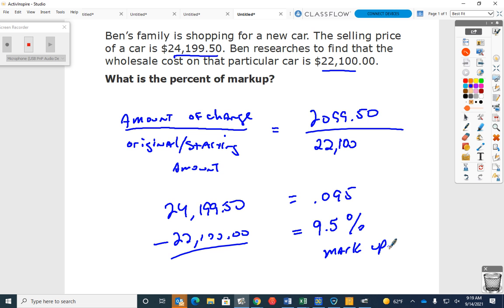markup. Okay? You see how I found that? It's pretty easy. Find the difference, divide it by the wholesale amount, the starting amount, move your decimal 2 places to the right. Easy enough, right? Okay.